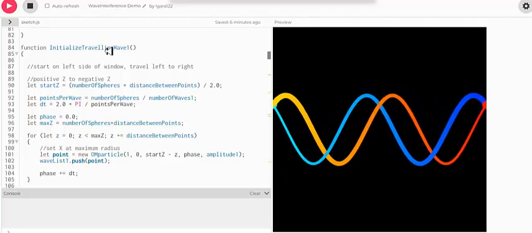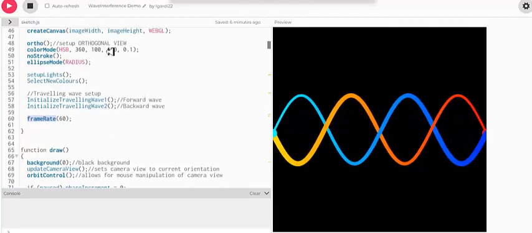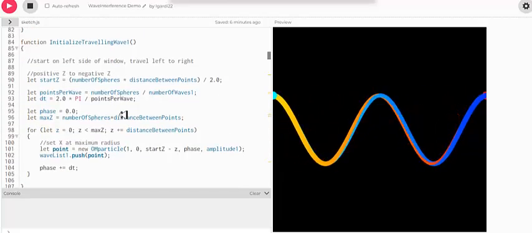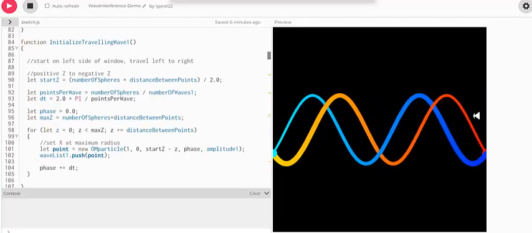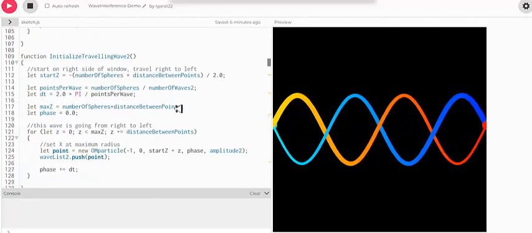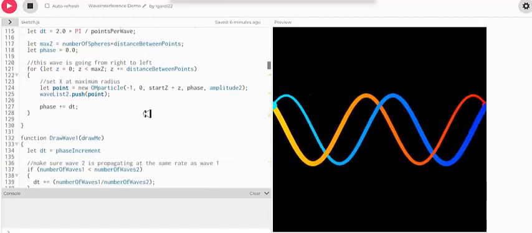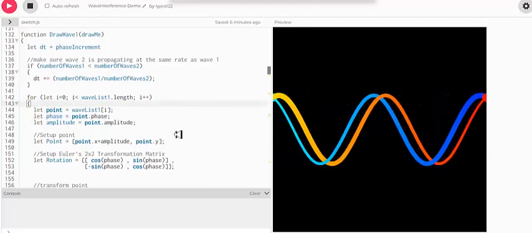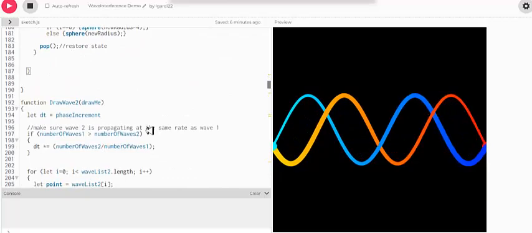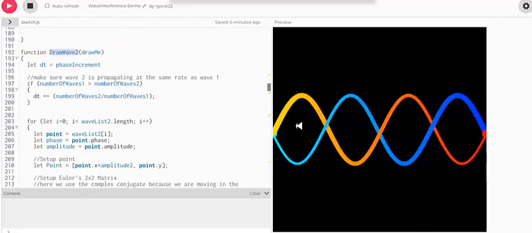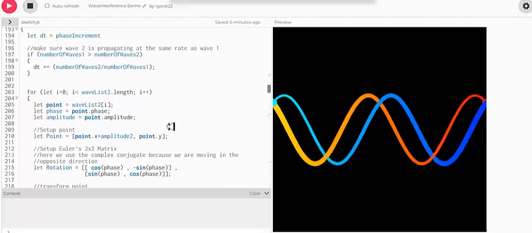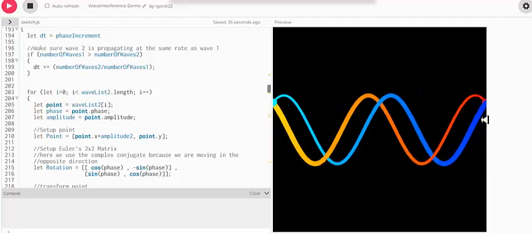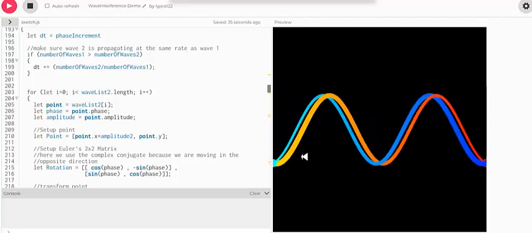I have an initialize wave 1 function. So in the setup function I have initialize wave 1 and initialize wave 2. Initialize wave 1 is the yellow-red one, and initialize wave 2 is the blue one. Then I have the draw wave 1 function, which draws wave 1, and the draw wave 2 function, which draws the blue wave going from right to left. So you've got one wave moving left to right, and one wave moving right to left.